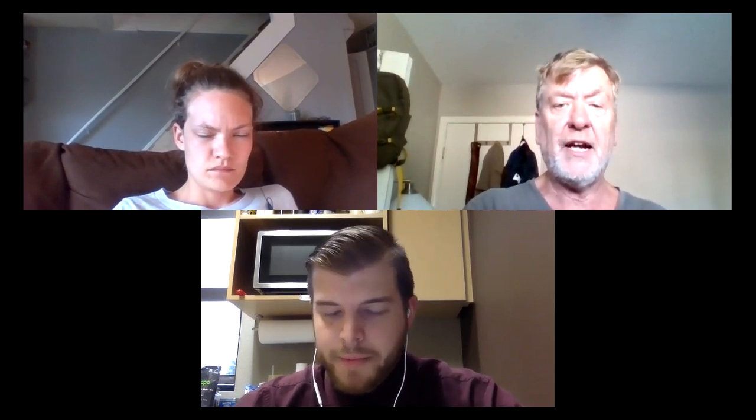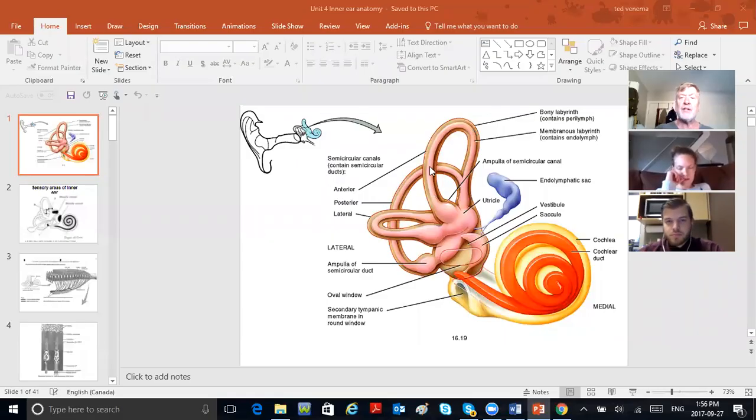Utricle and saccule are detecting acceleration in this plane and acceleration in that plane, and I don't know which one does which. I don't really care. That's what they do. They help your body detect linear acceleration and stopping. That's how you can tell you're suddenly moving and suddenly stopping without looking. Utricle and saccule. Now look at the semicircular canals. They are a trip. Notice how they are at right angles to each other, completely perpendicular to each other.